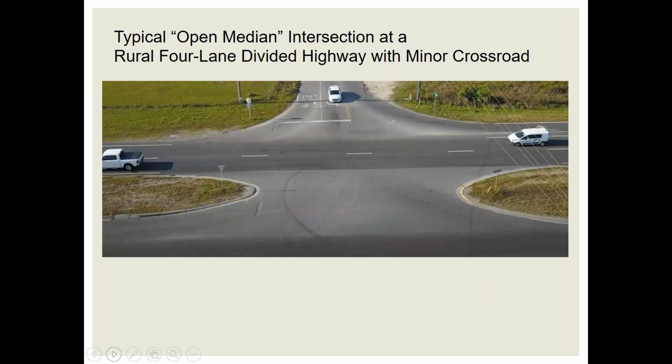And the restricted crossing U-turn intersection. Well, this is not one. This is a basic open median intersection. And this is really why the R-CUT got its start. I'm sure you're familiar with these intersections. They're all over the place. You may even have some in your jurisdictions. I know they are common throughout Ohio.